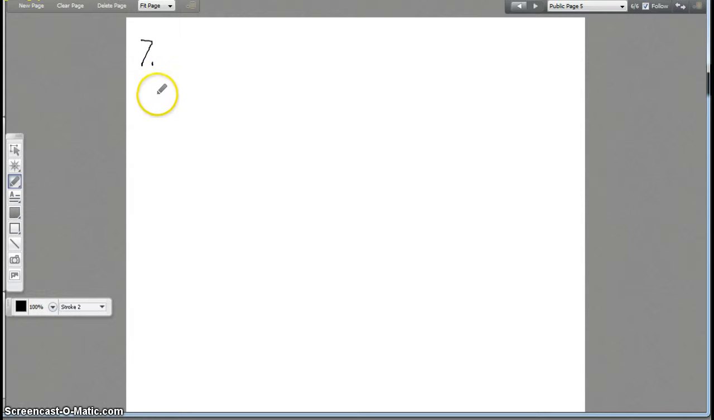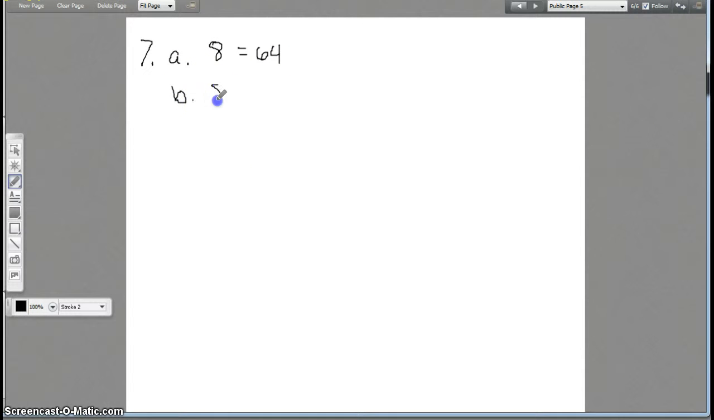Number 7 is just like number 15 that was assigned as homework. The first part of number 7 says find the squares of the following numbers. So part A is 8. What is the square of 8? Well, that's 64. Most of you have that one memorized.